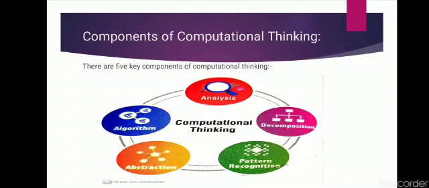See, there are 5 key components of computational thinking. First is analysis. Analysis means the process of understanding the problem and conditions. So whatever the problem we are referring to, we have to first do the analysis and define the goal, that is, what you are trying to find out.